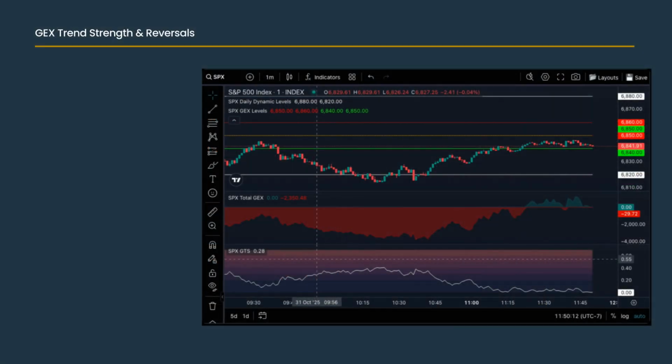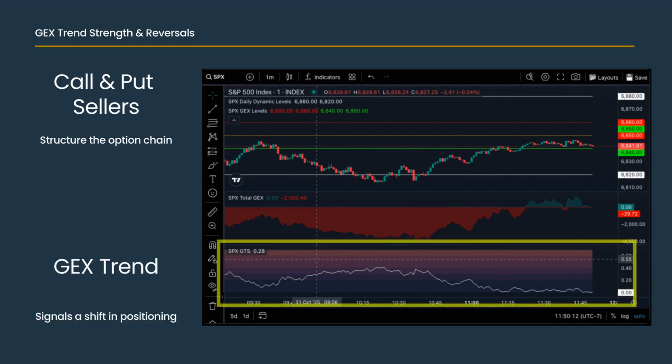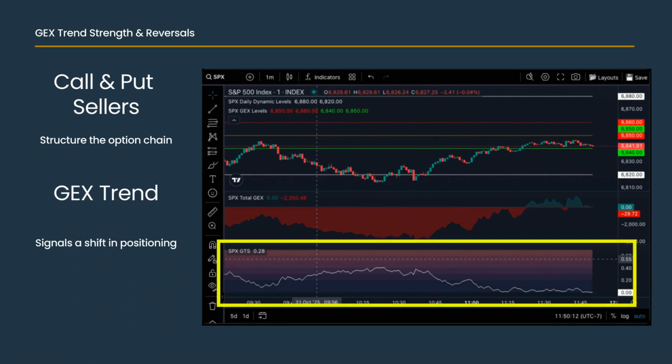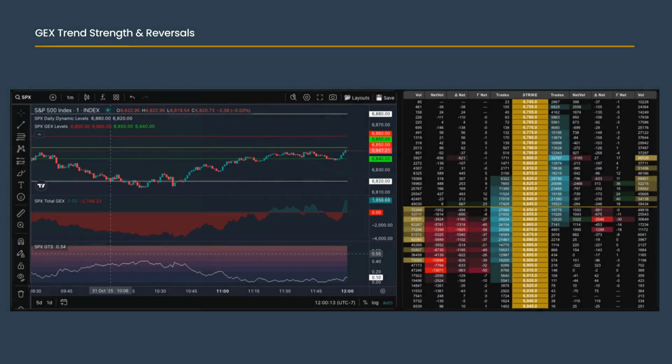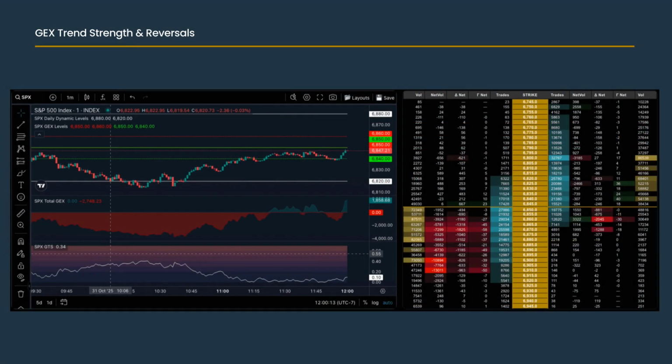Now that we've covered how call and put sellers define structure within the option chain, we can move on to GEX Trend Strength. When price begins to push through those sold levels, it signals a shift in positioning and dealer hedging behavior, often tied to a broader reversal in trend. Using our previous example, let's look at how the chain evolved after the initial reversal point.